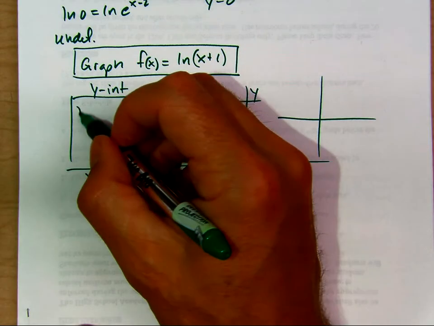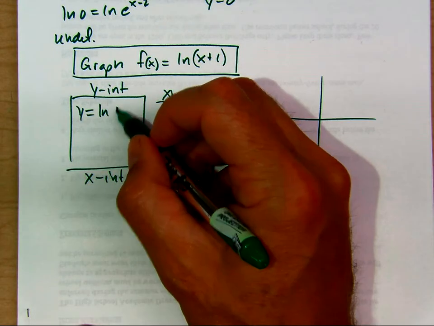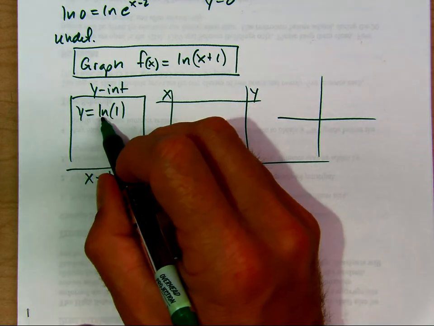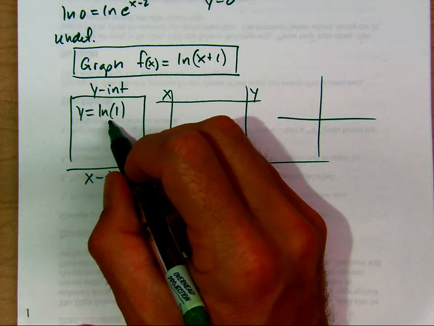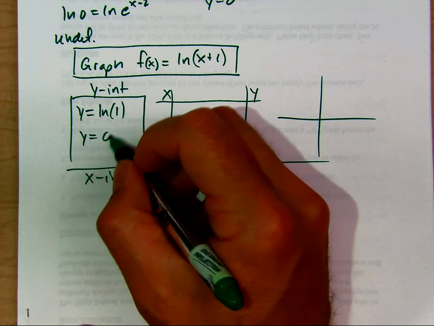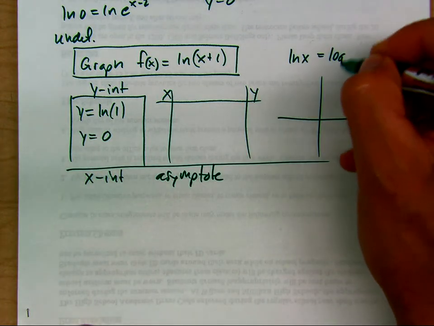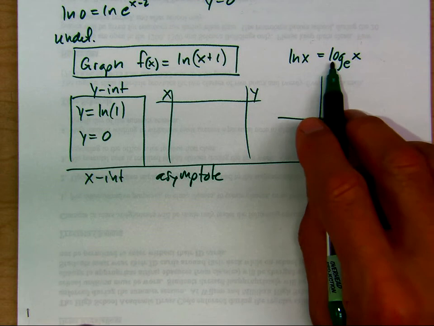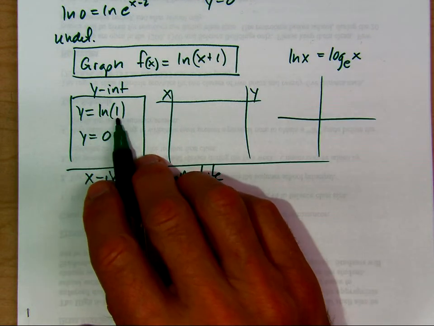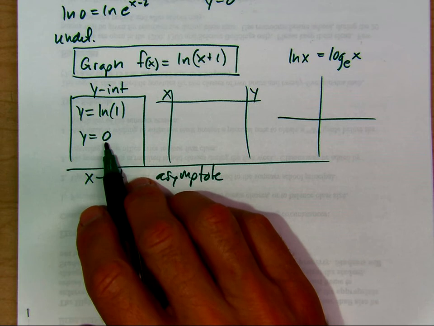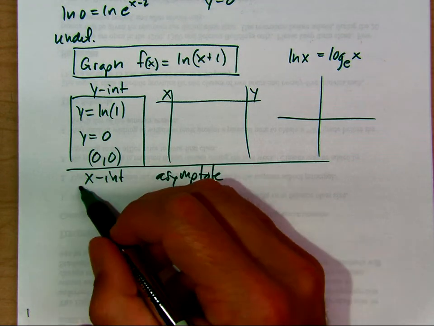And the y-intercept is when x is 0, so that'll be natural log of 0 plus 1. And that says, find the exponent of e that gives you 1. The exponent of e is going to be 0. Remember that ln of x is log base e of x. Find the exponent of e that gives you this number. The exponent would be 0. So the y-intercept is 0.